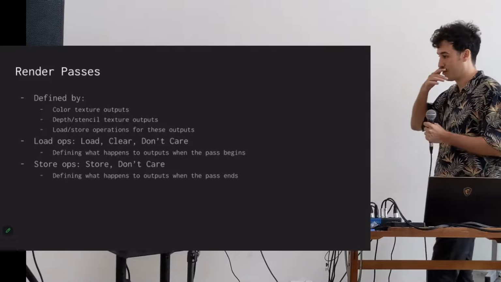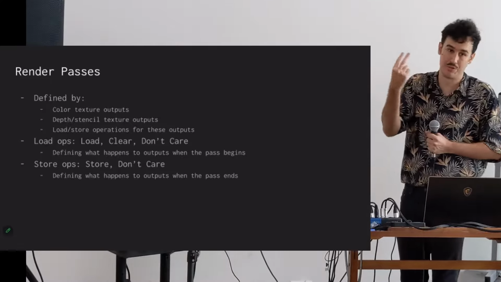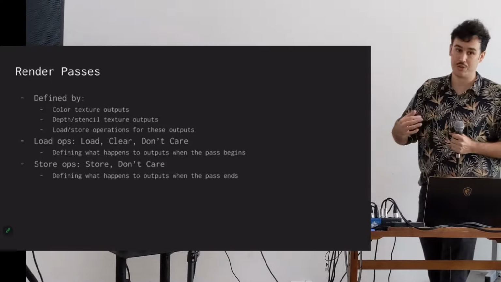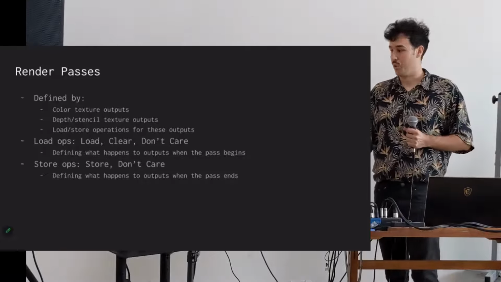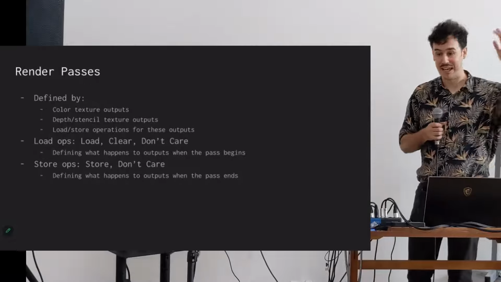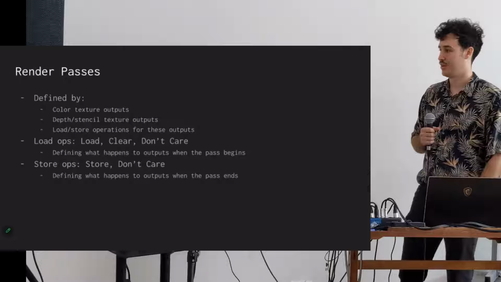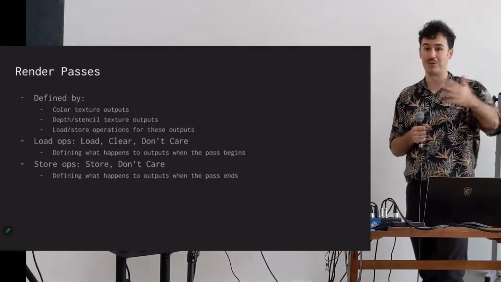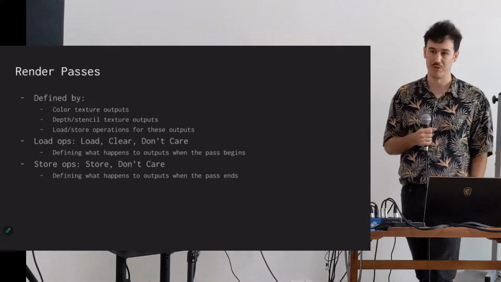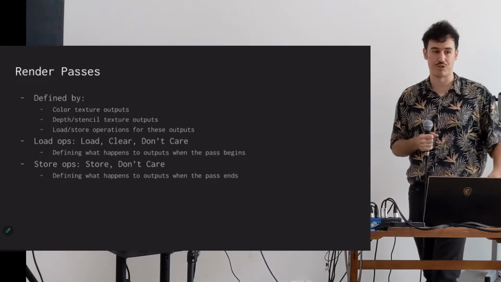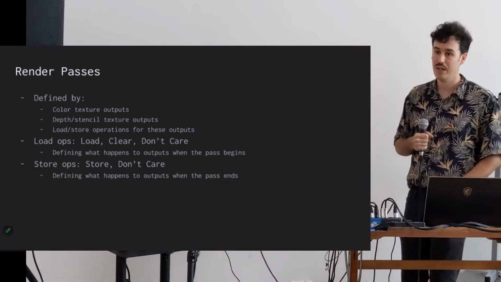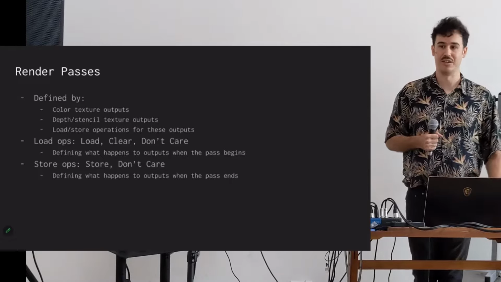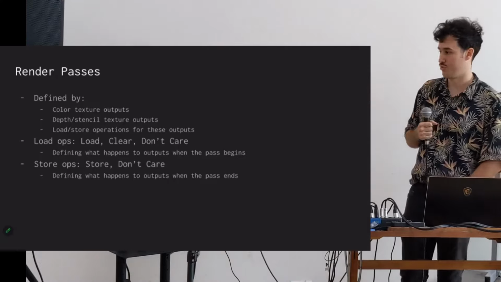Then you have store operations, which are kind of similar. You have one of two things happen. You can either store or not care. So basically, when the render pass ends, you might want the texture to hold on to whatever you've rendered into it, and so that would be a store operation. And if you don't care, you're like, this was just throwaway data, I don't need it anymore. You can just tell it to not care, and it'll just do whatever it thinks is the most efficient.